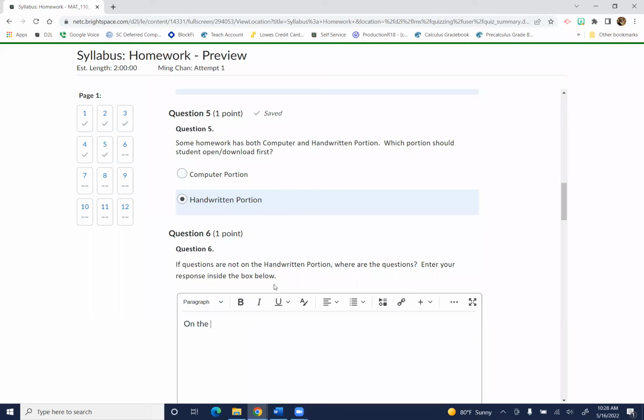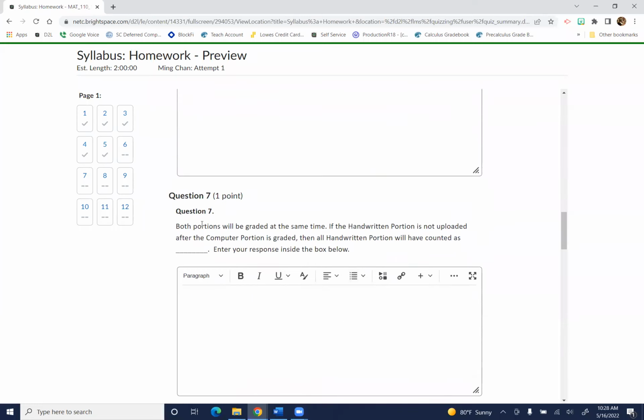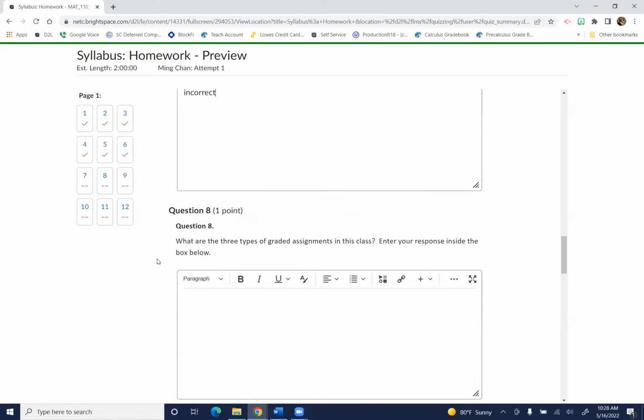They must be on the what? On the computer portion. All right, both portions will be graded at the same time, as I mentioned earlier when I went over the syllabus. If the handwritten portion is not uploaded by the time the computer portion is graded, then the handwritten portion will be counted as incorrect. That's the answer.